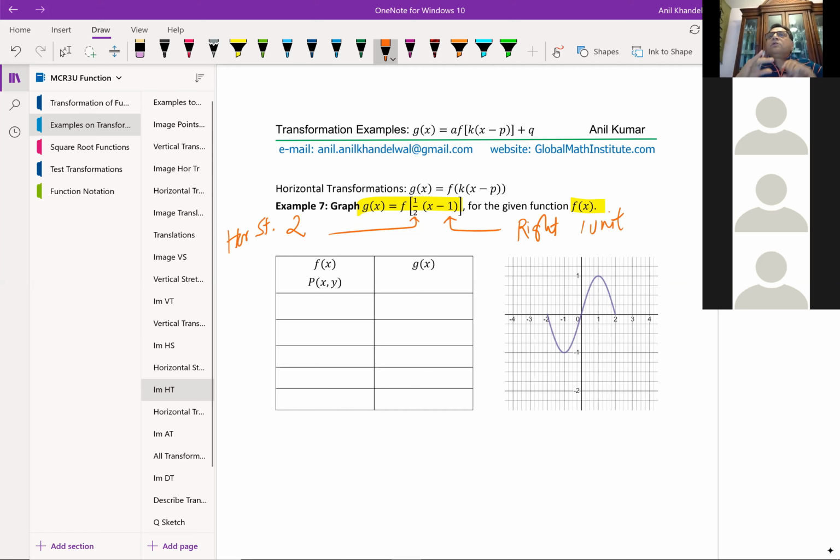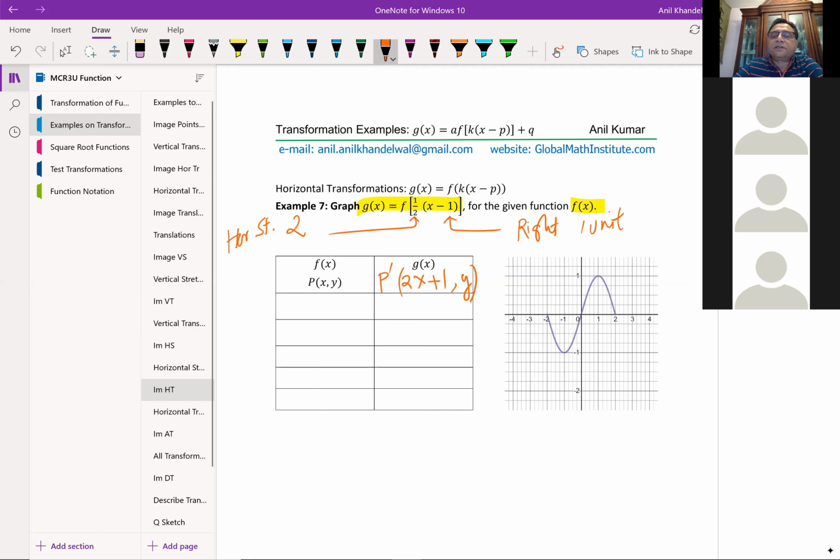Use the word stretch when you are multiplying by 2, okay? And use the word compress when you multiply by a fraction like half. Is that clear to you? Clearly, our transformation points will change. Y value is not going to change. X is going to change. So 2 times x, since this is horizontal stretch by a factor of 2, and moving right means add 1. That is how the x value will change, y will remain same.